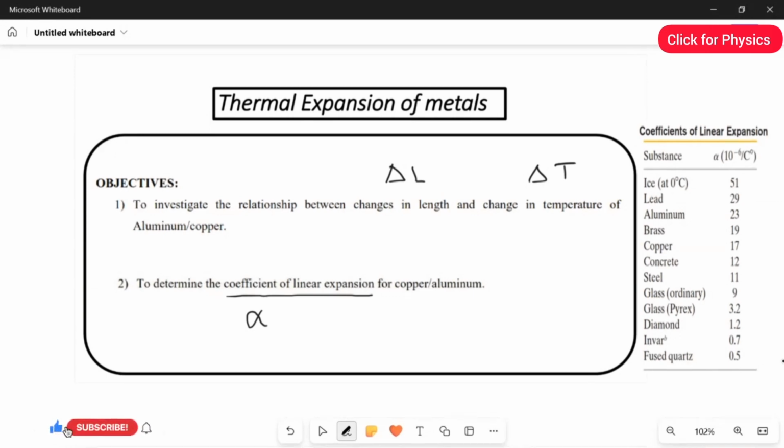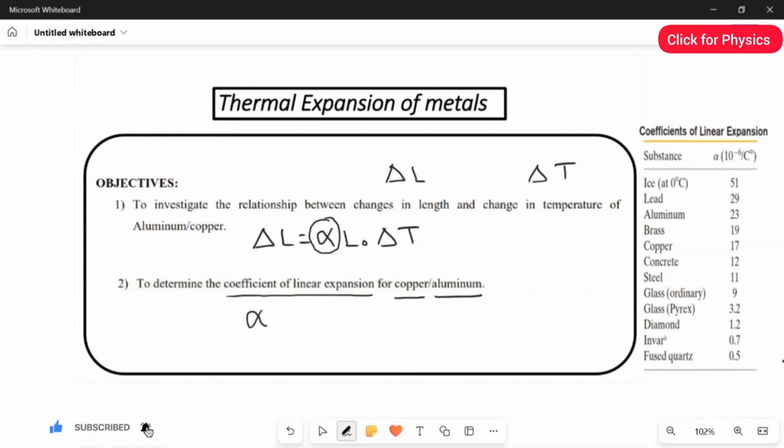The linear expansion relation is given by the rule delta L equals alpha multiplied by L naught multiplied by delta T. So here this alpha is nothing but the linear expansion coefficient. For today's experiment, we are going to use either copper or aluminium rod. For that, you will get the answer for its respective alpha value. So let's see the chart here. This chart shows the alpha value for different materials.